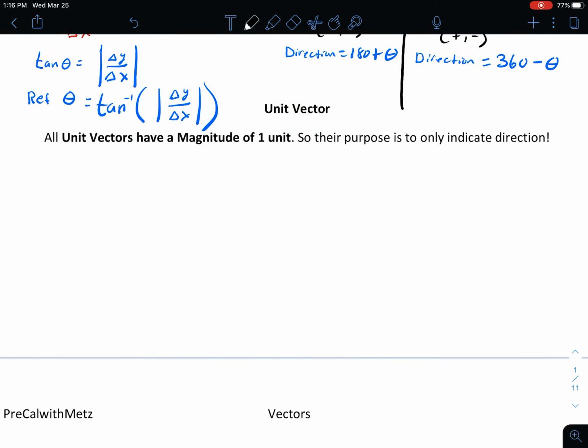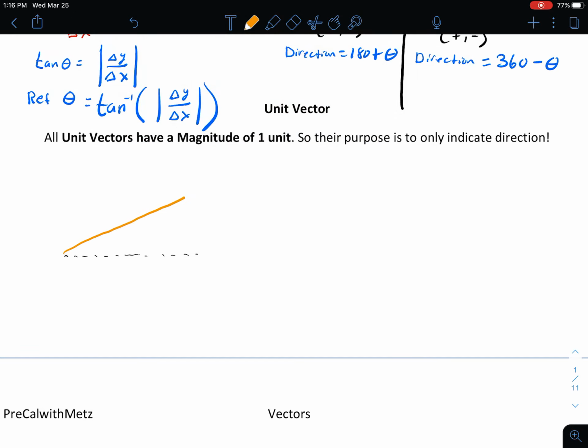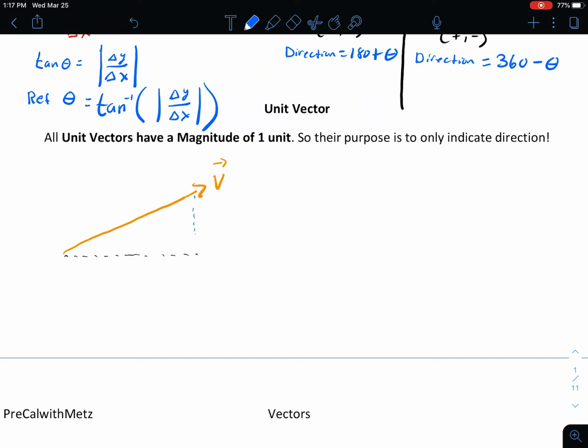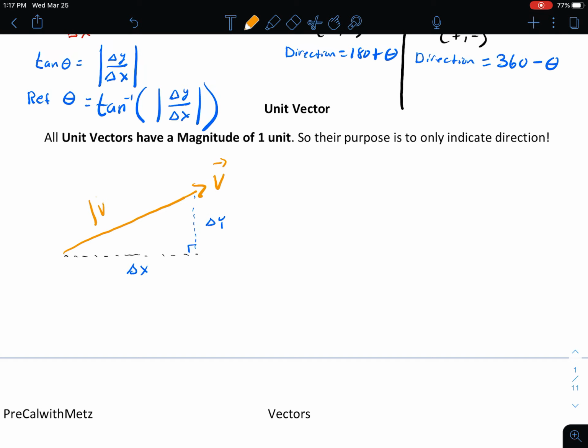The way we would find a unit vector is, let me draw a generic vector. So I've got vector v pointing this way. So here's my vector v. And when it has its components, it has its change in x and its change in y. And we have its magnitude here. So this is the magnitude of vector v.